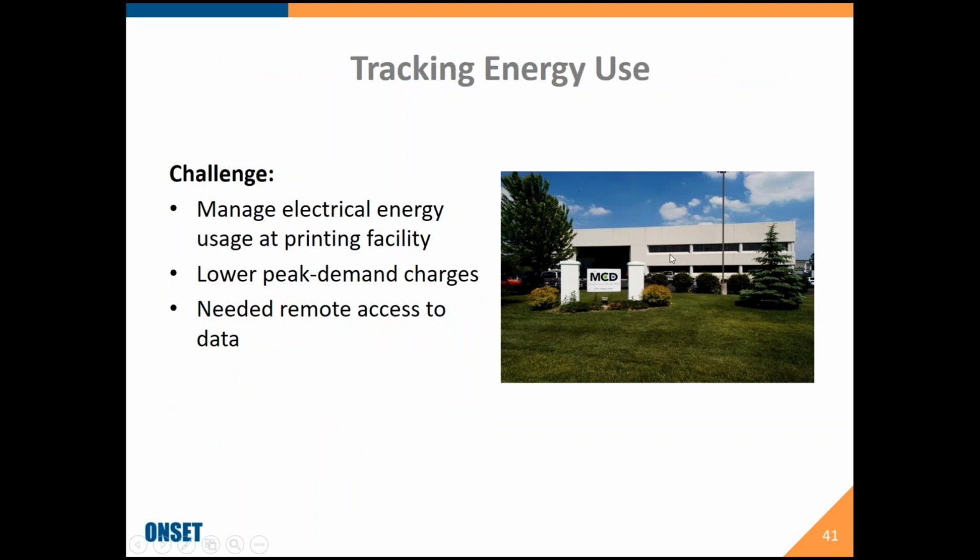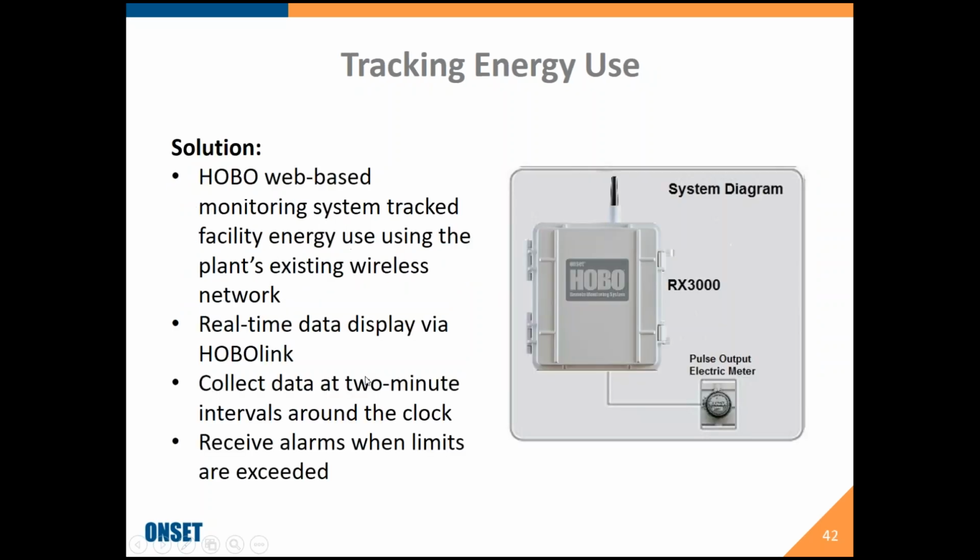Tracking energy use, another application we had. The challenge was for a printing facility, and they wanted to lower their peak demands so they could save some money from the energy costs, and they needed remote access to the data. For this solution, we suggested the RS3000. They were able to put in the system and monitor the electric usage, and they were able to look at that using HoboLink in a near real-time display. They collected data every 2 minutes and received alarms when the range of that data went out of spec.